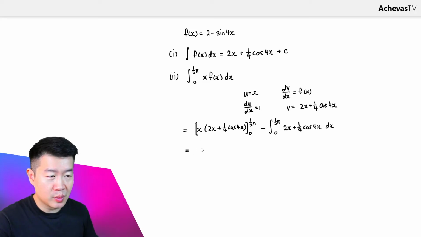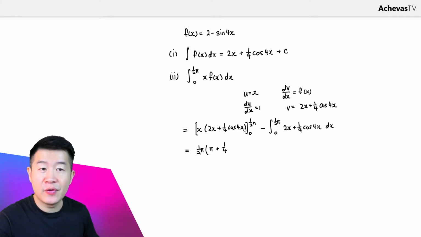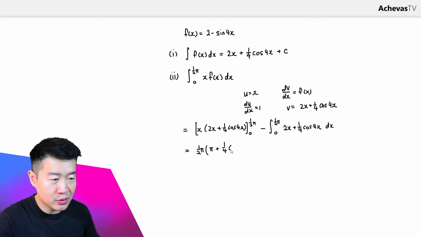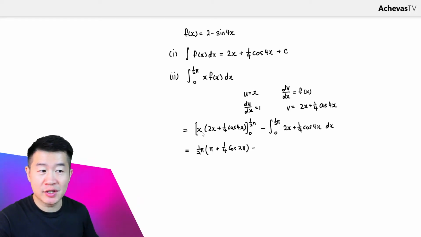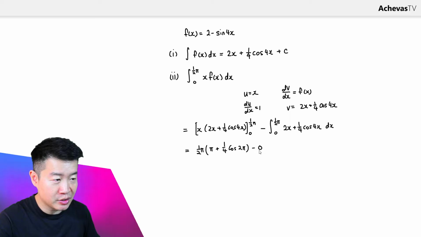Substituting half pi in, we will have a half pi. Then this substituting in, it is going to be pi, then plus 1/4 of cosine 4 multiplied by half pi, which is going to be cosine 2 pi. So here, cosine 2 pi. Then minus away, substituting 0 in will just cause this entire expression here to be 0. So we have this. Then minus integration of this.